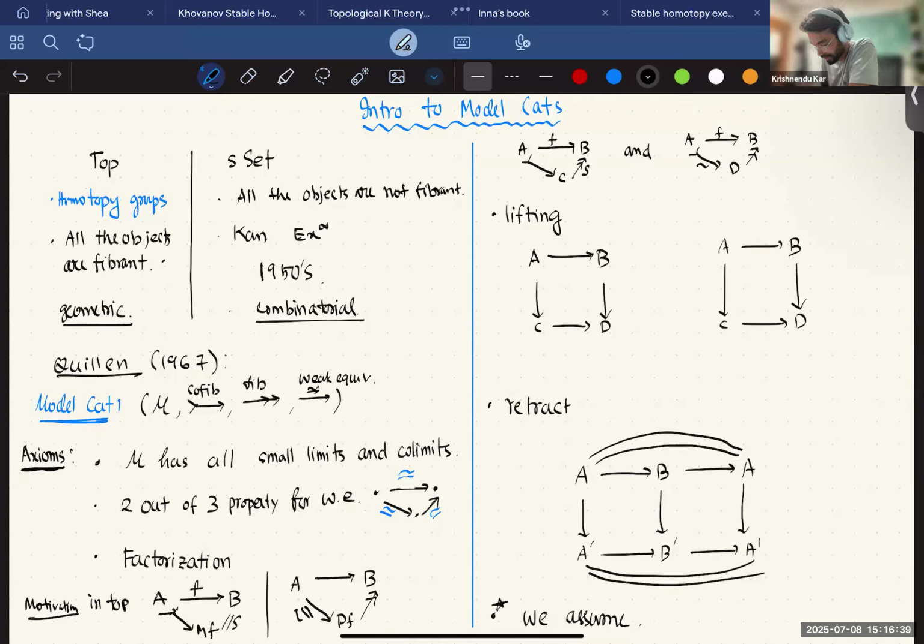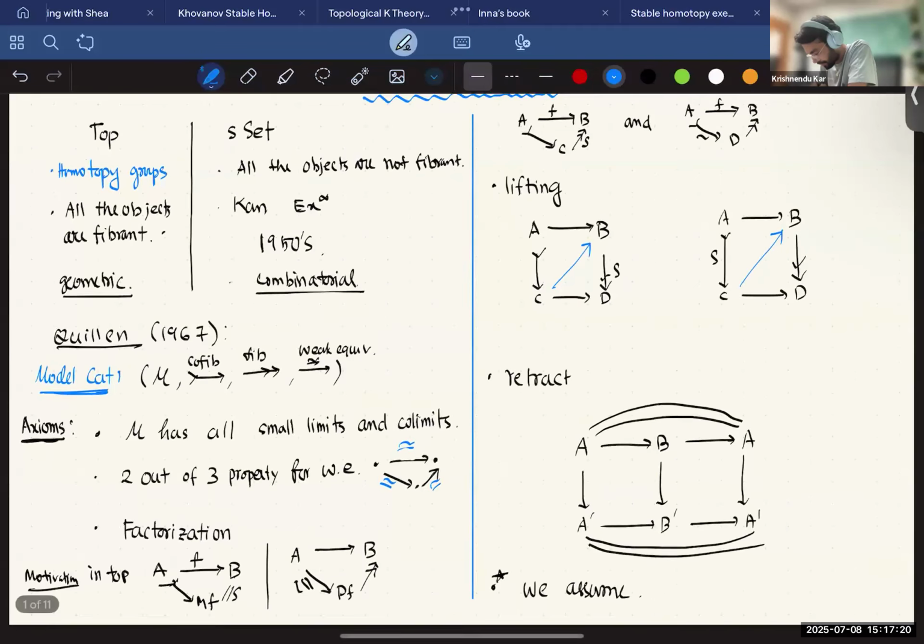So what is that axiom? If you have a trivial fibration here and a cofibration here, then there exists a lift. If I have a trivial cofibration here and a normal fibration on the right hand side, then we have a lift. Yep, that's the axiom. That tells you that trivial cofibrations and cofibrations have the left lifting property with respect to your fibrations and trivial fibrations.